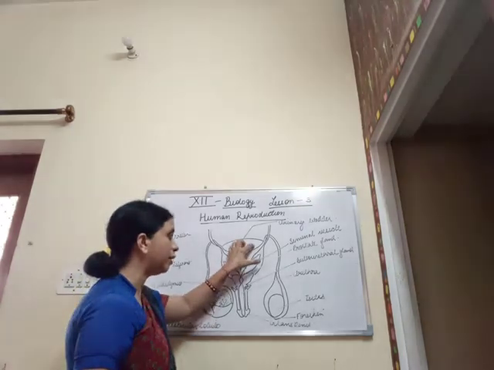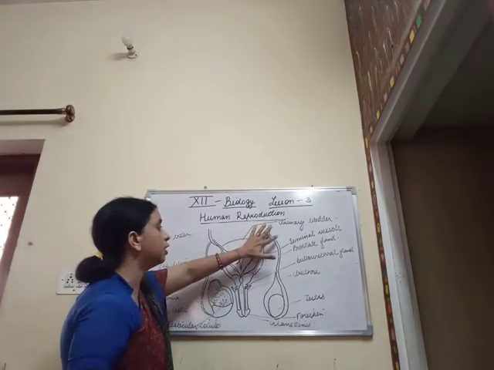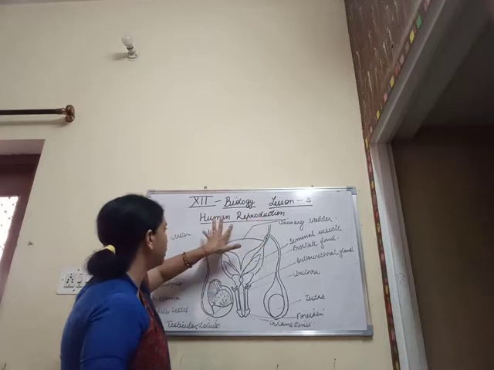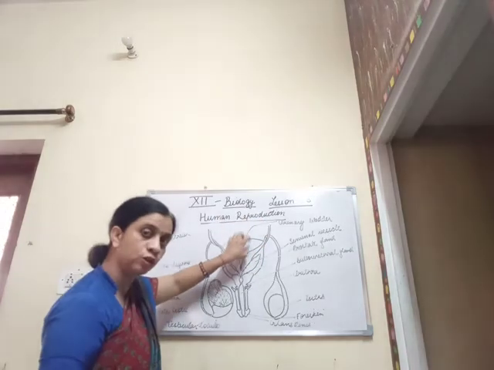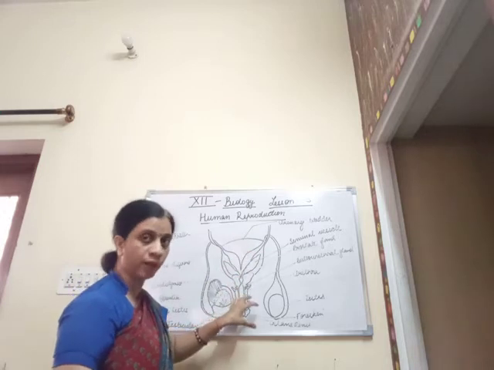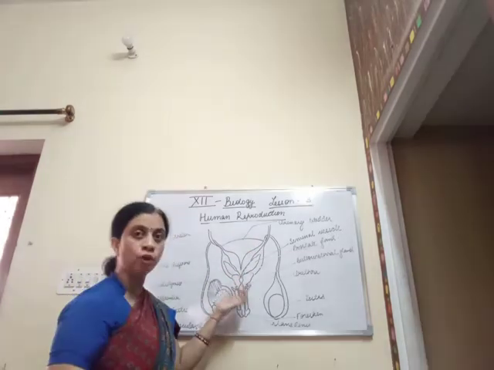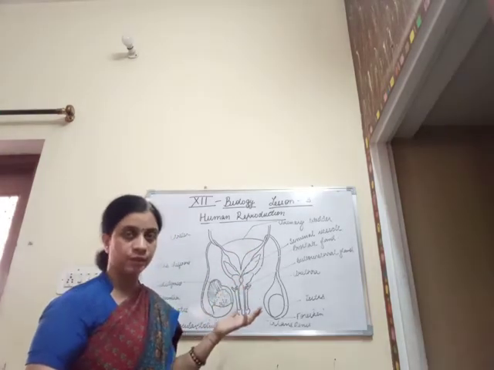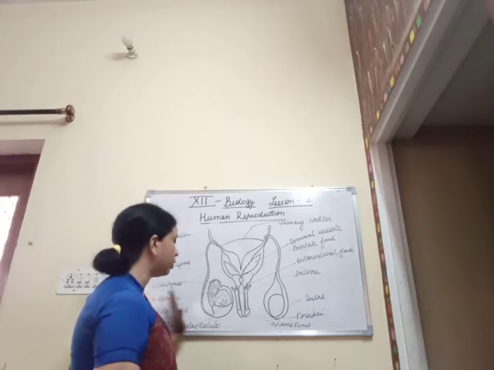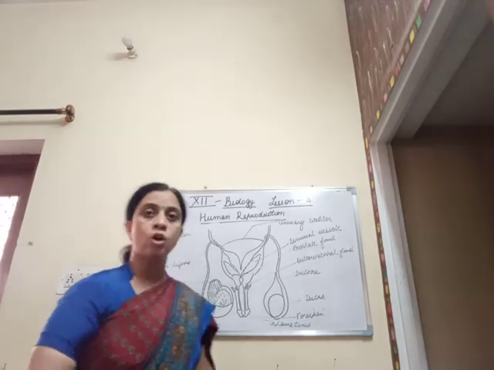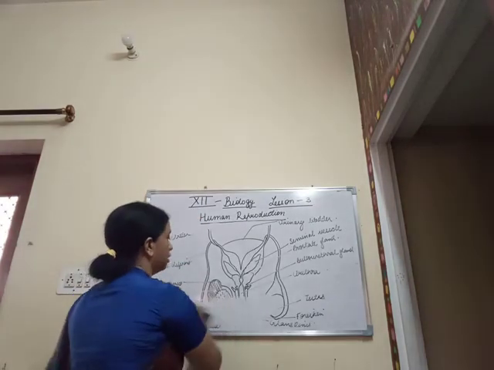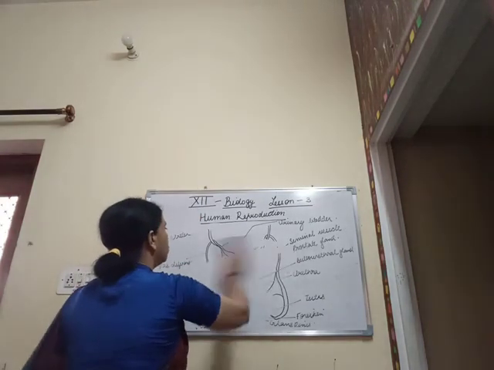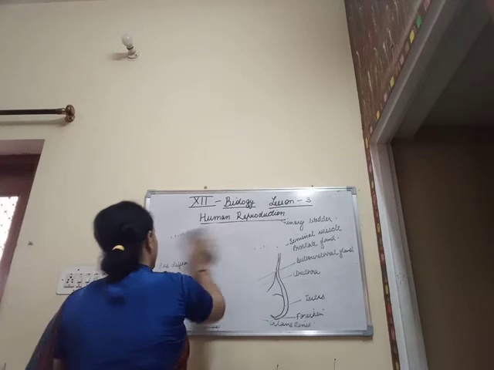The urinary bladder also receives urine through the ureters, and this urine is collected in the urinary bladder and follows the same pathway that is followed by the sperms. Now we are going to deal with the structure of the testis in detail, and how the formation of the sperms takes place.